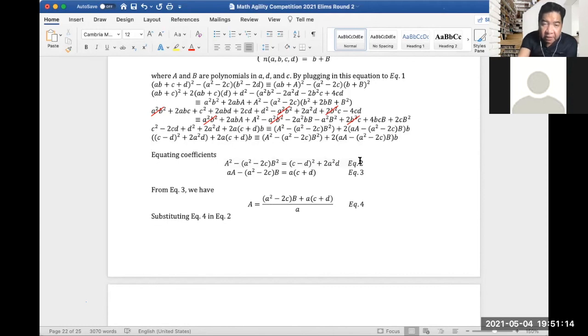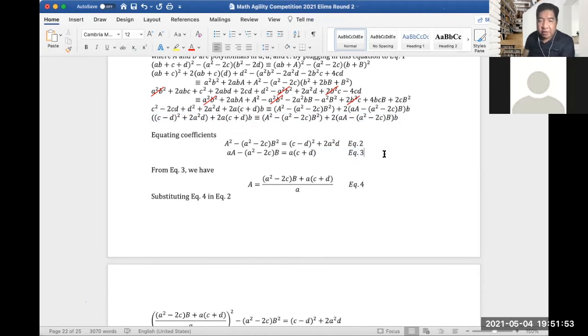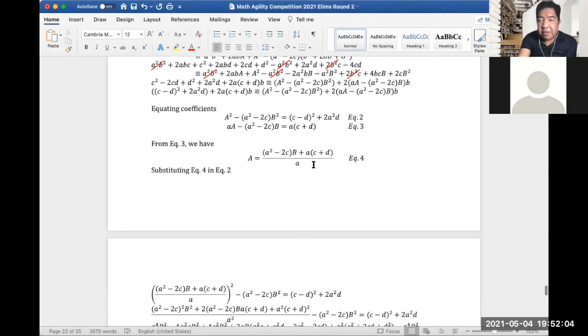So the next step is we can actually equate coefficients. So what can you see? The a squared, this part here, is actually equal to the first part, right? And then the second term on the right-hand side would be equal to the second term on the left-hand side, right? Which is b. Okay, this one here, since this is 2a, so we cancel out 2, so we're left with a quantity c plus d in equation 3 here. And then from equation 3, we can solve for capital A, which is a squared minus 2c, and then capital B plus a quantity c plus d all over a.